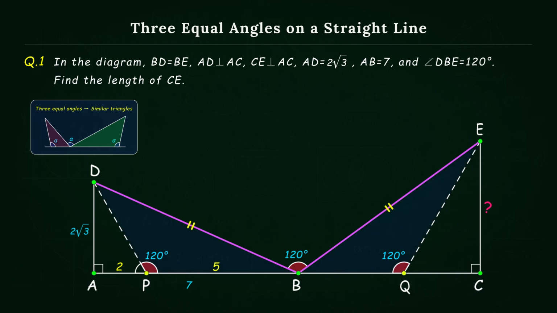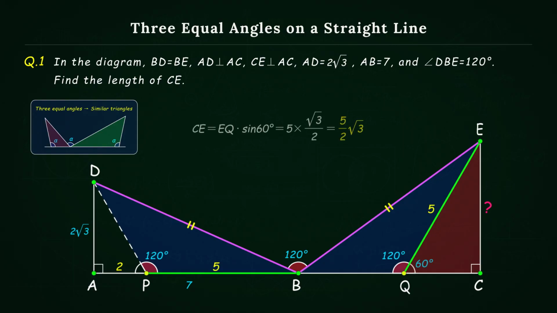Now look at these 2 triangles. Based on the configuration we just discussed, they must be similar. Also, since one pair of corresponding sides is equal, the 2 triangles are congruent. Therefore, the corresponding side EQ is equal to BP, which is 5. Finally, using the right triangle on the right and trigonometric ratios, we can find the length of CE. So that's how we solve this question. Did you follow the steps?